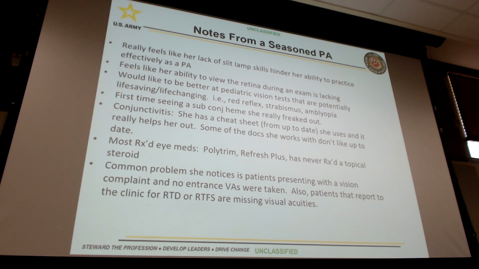Okay, peds, vision testing, potentially life-saving, life-changing. Talked a lot about amblyopia and prevention there. First time seeing a subconjunctival hemorrhage, freaked out, okay, and you might as well. Subconjunctivals are just bleeding underneath the conjunctiva. I think we have conjunctivitis on Monday, so I'll show you what a subconjunctival is. Your patients are also going to be freaking out. So it's going to be up to you to understand that it's just a subconjunctival hemorrhage, which is essentially a bruise on the eye, and you shouldn't freak out, neither should the patient.